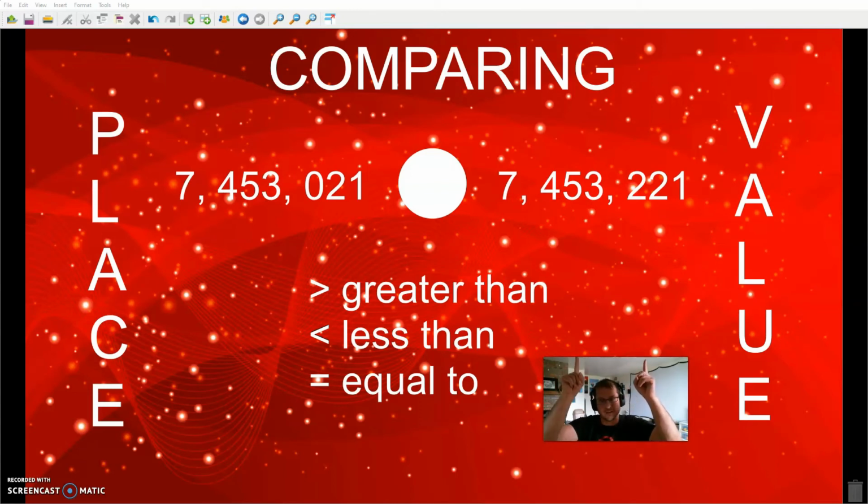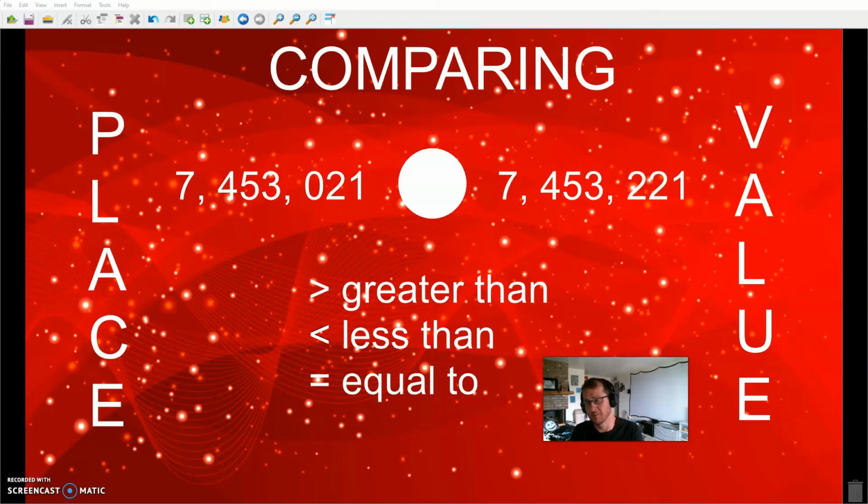Now I have two numbers listed up above, 7,453,021 and 7,453,221. Now we want to look at them place by place. You want to compare the same place. I don't want to compare my 7 million to my 400,000 and say, well, 7 is bigger than 4. You need to make sure you compare the same place.